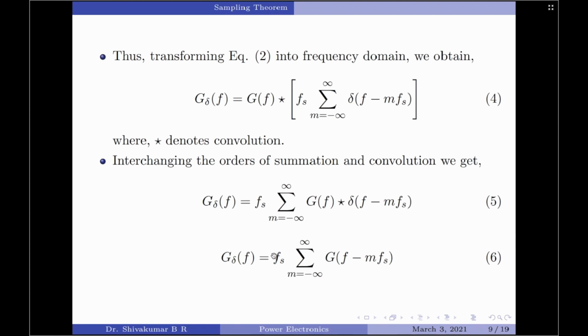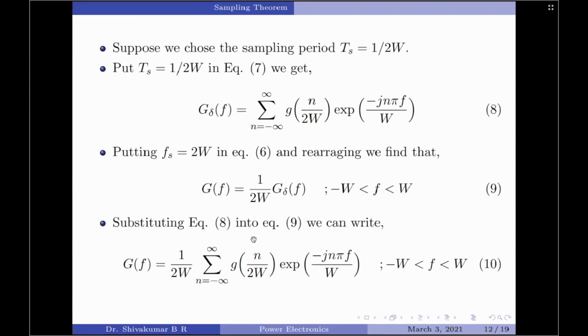So, I am going to substitute fs equals 2w, and I am going to rearrange this equation to get a new equation which is given by G(f) equals 1 by 2w into G delta of f. Now, since our g(t) is strictly band limited, I must put the limits of frequency as minus w less than f less than plus w.